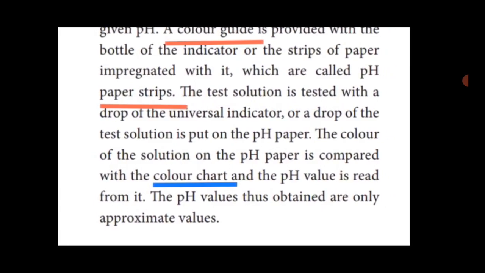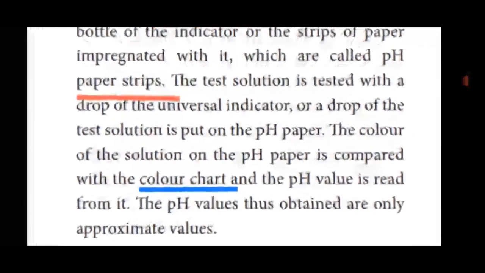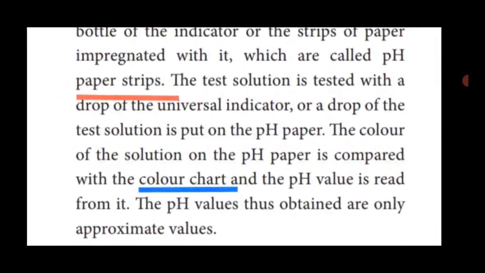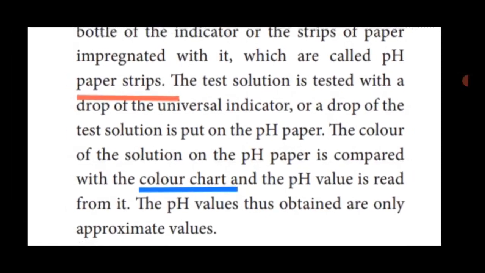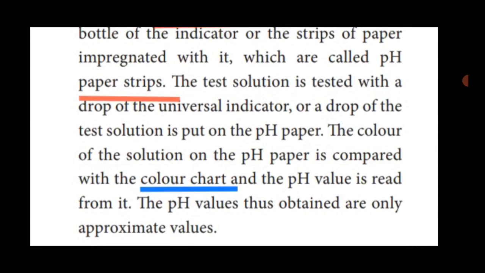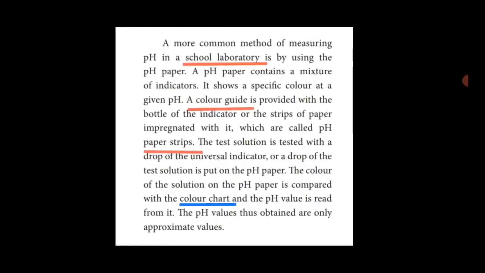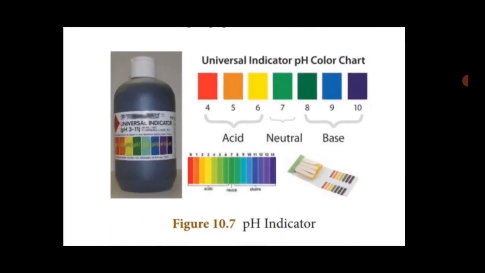Take pH paper and put it in the test solution. After this, the color of the pH paper will change. This color is compared to the color chart of the pH paper. This is the pH paper, and this is its color chart. The color chart indicates whether the substance is an acid, base, or neutral.